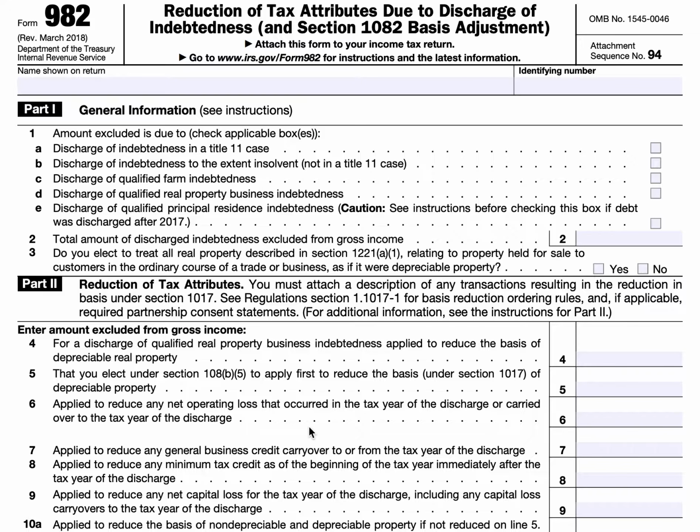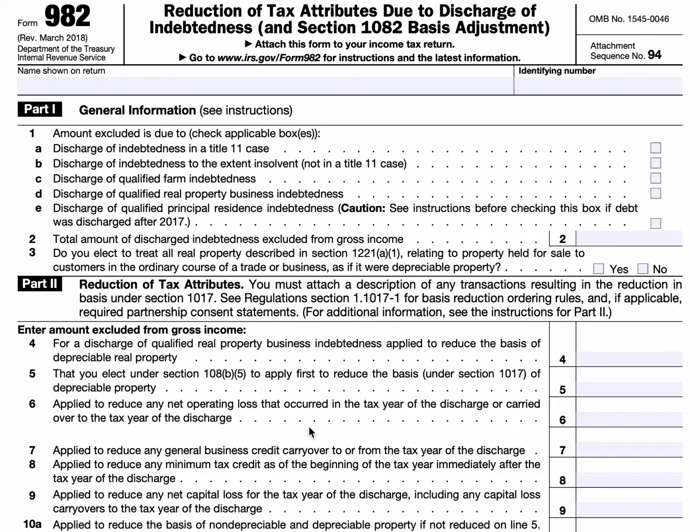Title 11 is basically talking about Chapter 11 bankruptcy proceedings as opposed to Chapter 7 or Chapter 13 bankruptcy. Insolvency rules have a certain play here. So when we talk about an insolvent taxpayer, that would be someone whose total liabilities exceed their total assets at the time of debt discharge.